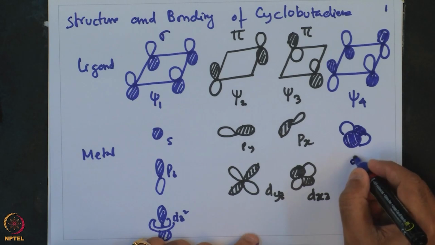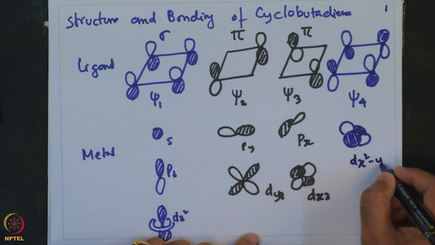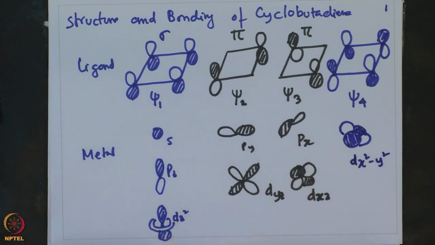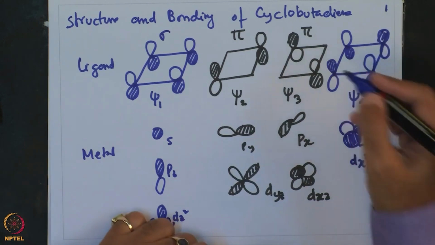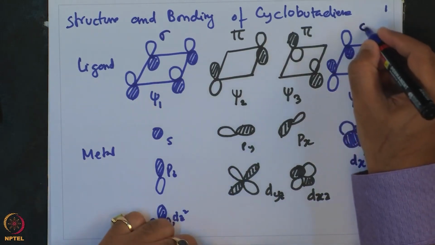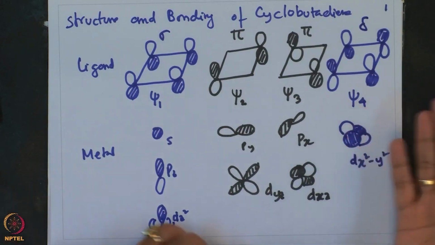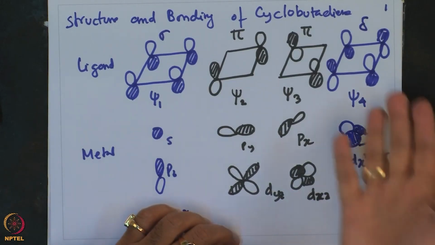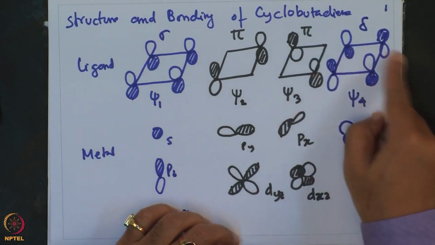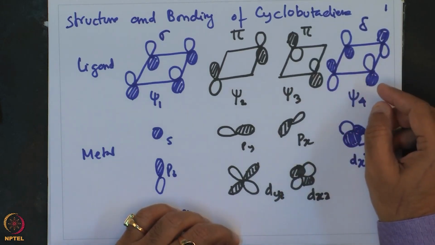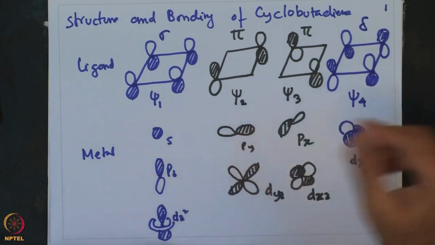Okay, this is the dx square minus y square orbital, and this interaction is kind of one of its kind. These are called a delta type of interaction, where the whole of the dx square minus y square orbital interacts sidewise with the bottom face of psi 4. Now this diagram clearly presents to you how the cyclobutadiene orbitals interact with different metal orbitals.